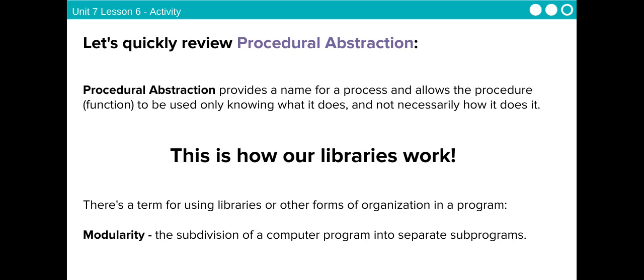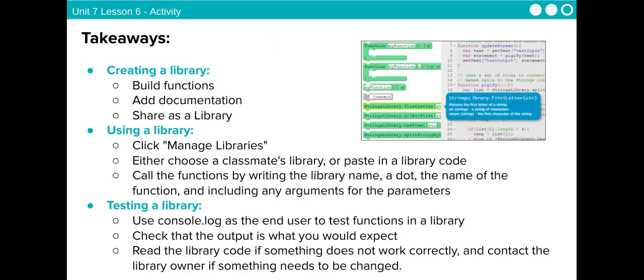A note on procedural abstraction. This is the process that allows someone to use a block of code without knowing how every detail works. The process of breaking down a computer program into manageable subprograms is called modularity. Your takeaways for today's lesson are that we learned how to create a library, how to use a library, and how to test one in our own code in Code.org.